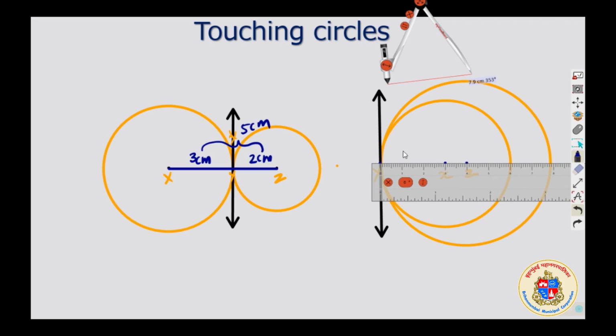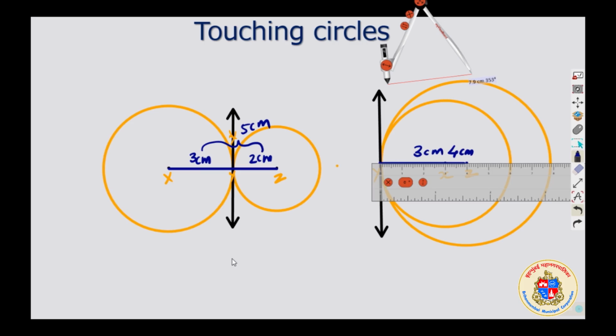Otherwise, this is again, here it is 3 centimeter, and here this one is 1 centimeter plus, that is 4 centimeter. That way it is. First one is having a radius, I would say 3 centimeters. Second one is having a radius 4 centimeter.